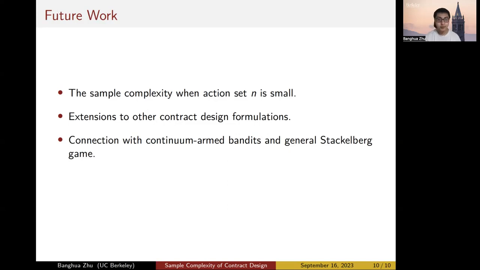We're also interested to see whether it can be extended to other contract design formulations. And we're also eager to see the connections between this work and more continuous unbounded problems, along with general Stackelberg games. Thank you for listening.